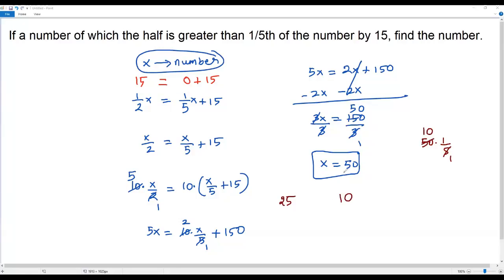So half of the number 50 is 25, and 1/5 of the number 50 is 10. So clearly half of the number is greater than 1/5 of the number by 15. The answer we got satisfies the condition given in the question. So the required number in this problem is 50.